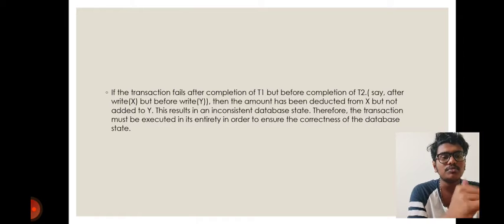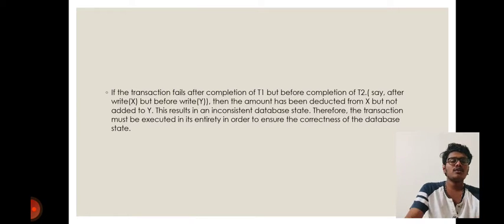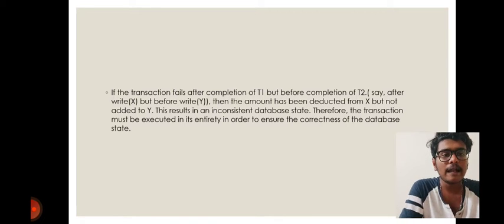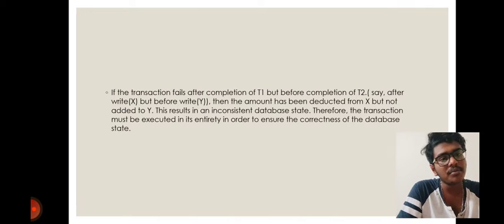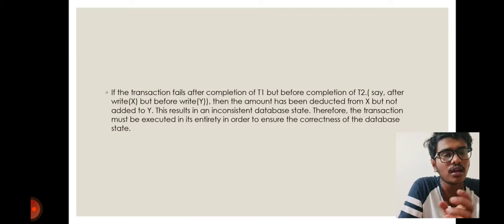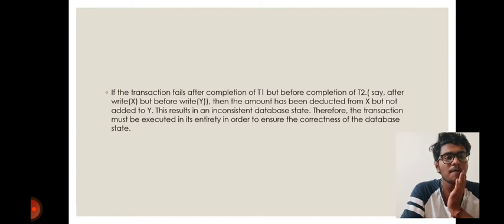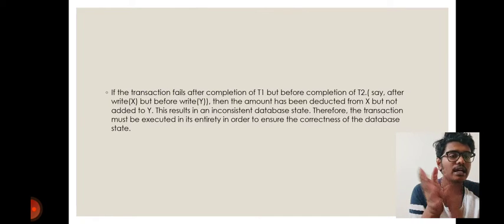Therefore, the transaction must be executed in its entirety in order to ensure the correctness of the database state. This slide is about transactions, how they are made, and what we have to do if the transaction fails after the completion of T1 but before the completion of T2. Then the amount has been deducted from X but not added to Y. This results in an inconsistent database state. Therefore, the transaction must be executed in entirety in order to ensure the correctness of the database state.